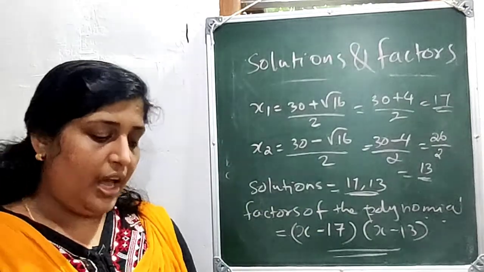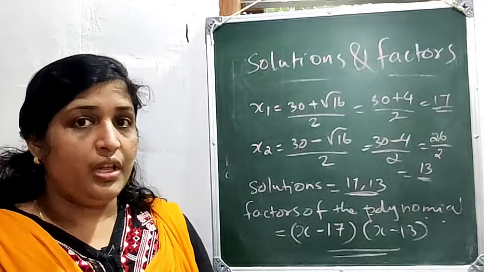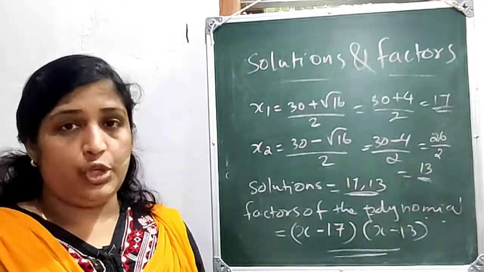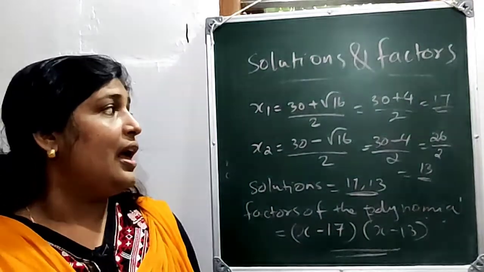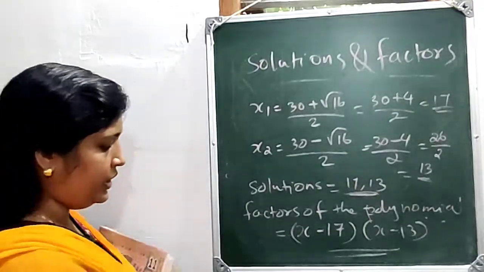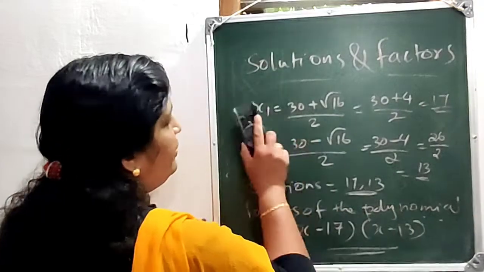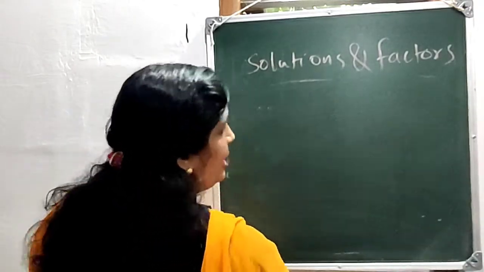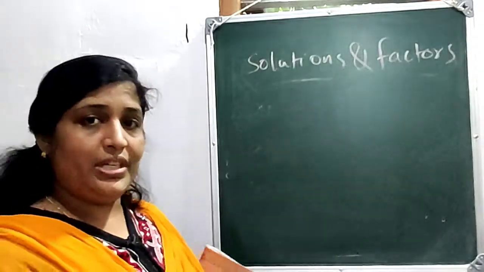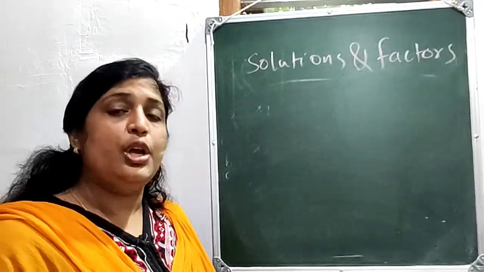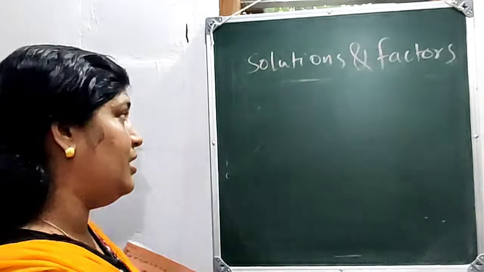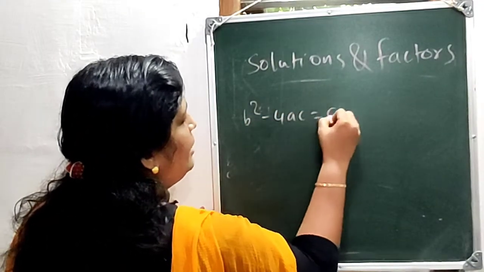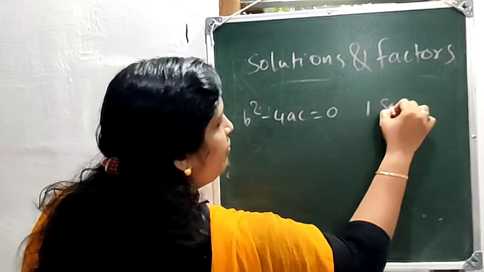Then we have some problems here, on page number 242. We already know one thing: b square minus 4ac will tell us whether the equation has one solution, two solutions, or no solution. If b square minus 4ac is equal to 0, there is only one solution.